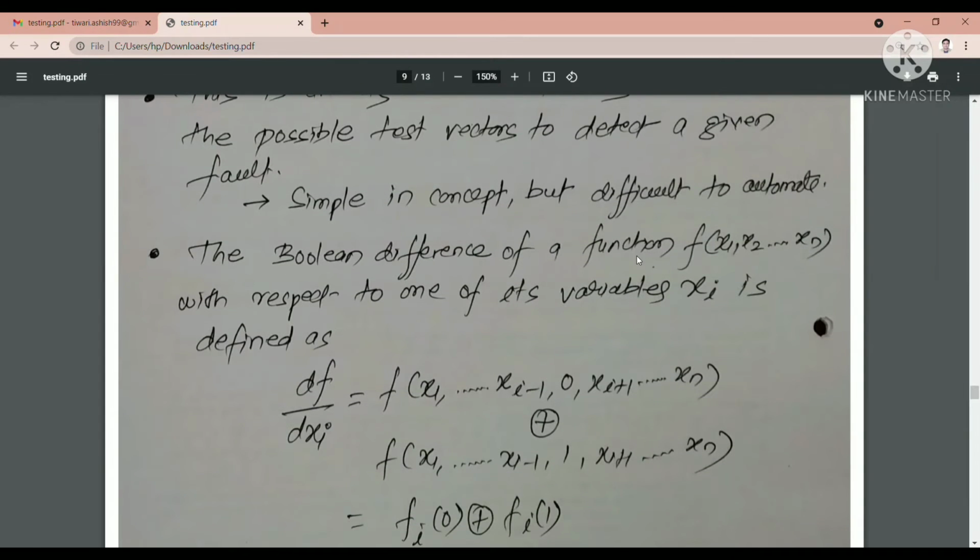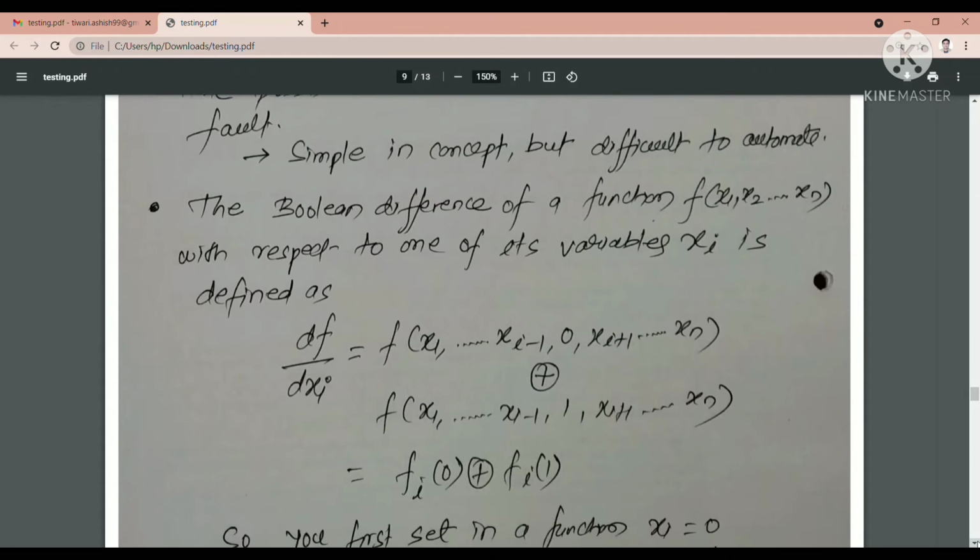Let us say a function comprises x1, x2, ... xn. The Boolean difference of a function f with respect to one of its variables xi is defined as df upon dxi. Again, I am repeating: it is a derivative kind of approach.